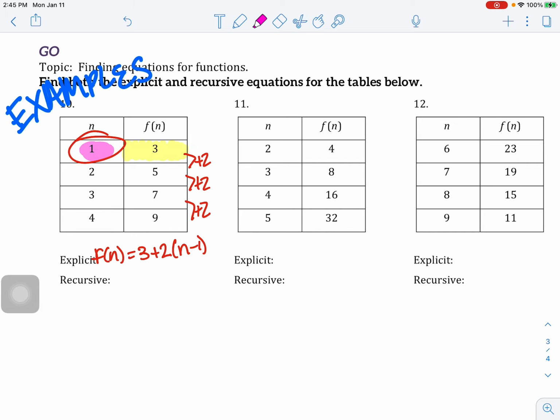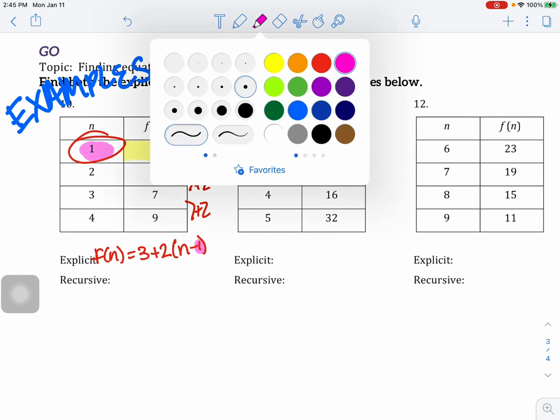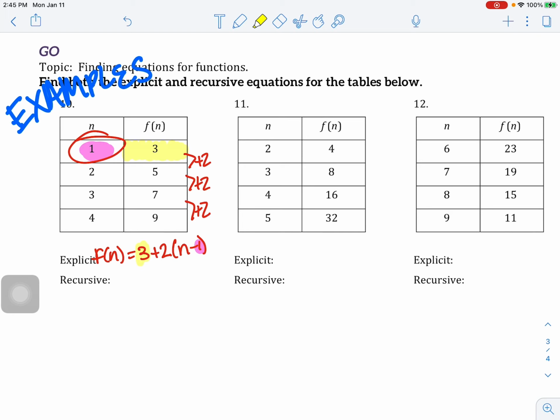And I'll color code my equation for you. n minus 1 because it started at 1. 3 was the starting output. And 2 plus 2 is my action. So my recursive is saying f of n equals f of n minus 1, action, plus 2, starting at 1, it was 3.